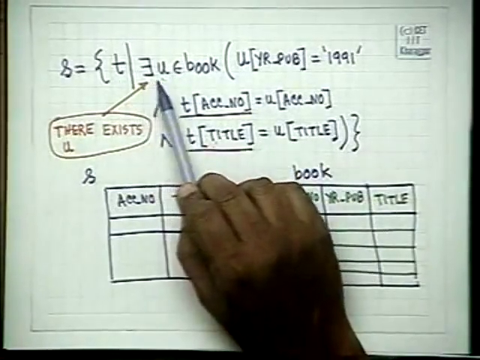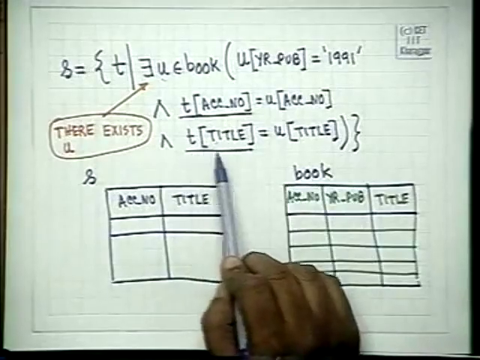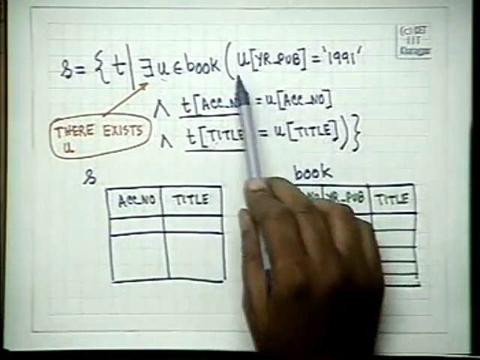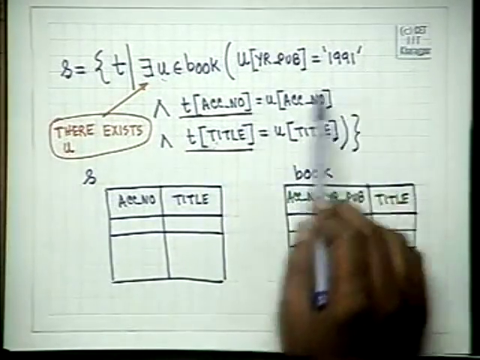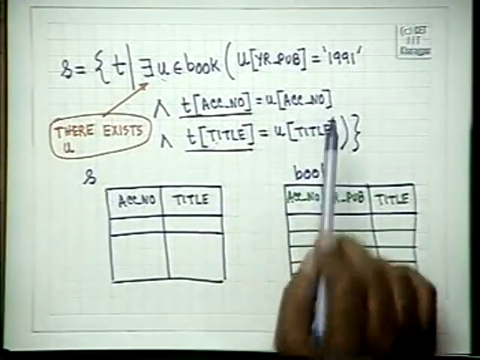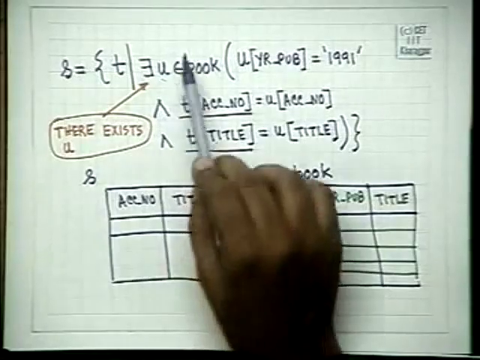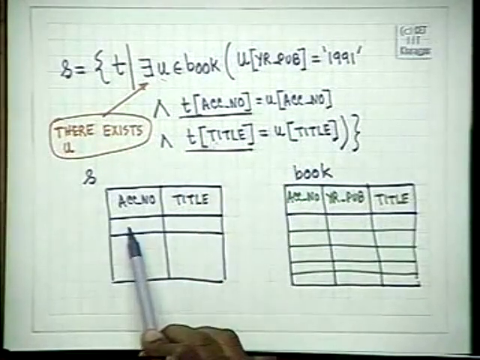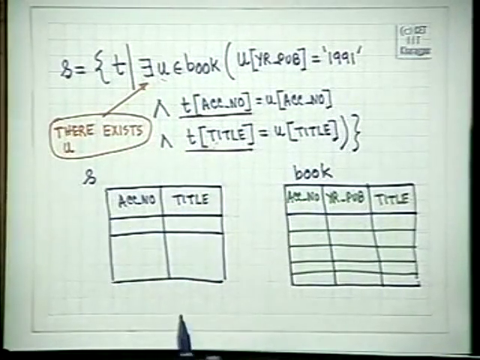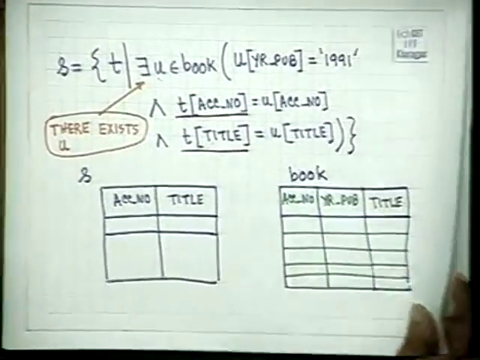And in fact you can order these in any way, it does not matter. You can write there exists U element of book, T title equal to U title, and U year of publication equal to 1991, and T accession number is equal to U accession number. That's all. You have to just specify that this relation must hold for each and every tuple in T. Let us see another example.